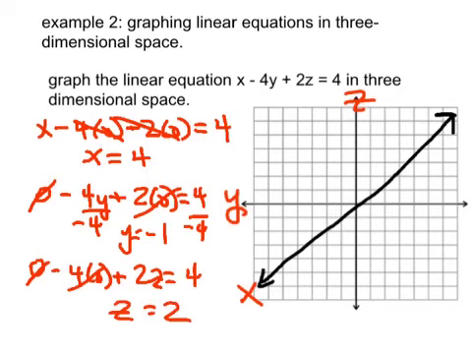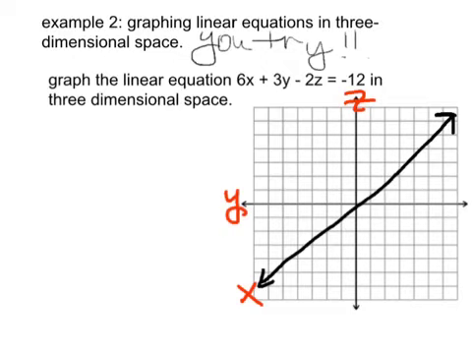So we have x equals 4. 1, 2, 3, 4. Y equals negative 1. And z equals 2. 1, 2. Okay? Not much better of a graph. Again, you're making a triangle. You're connecting the points, and that shows your graph.